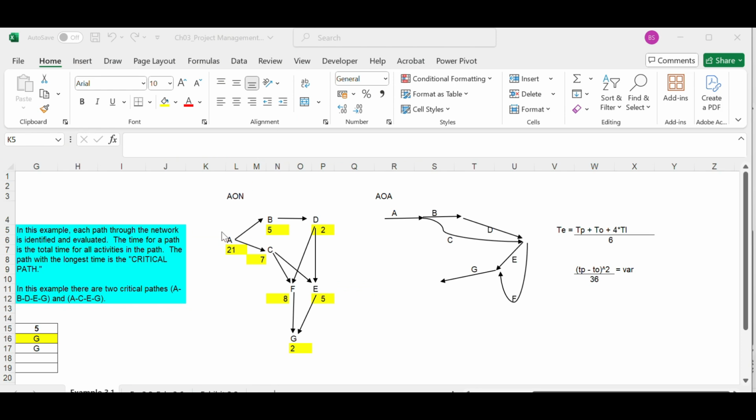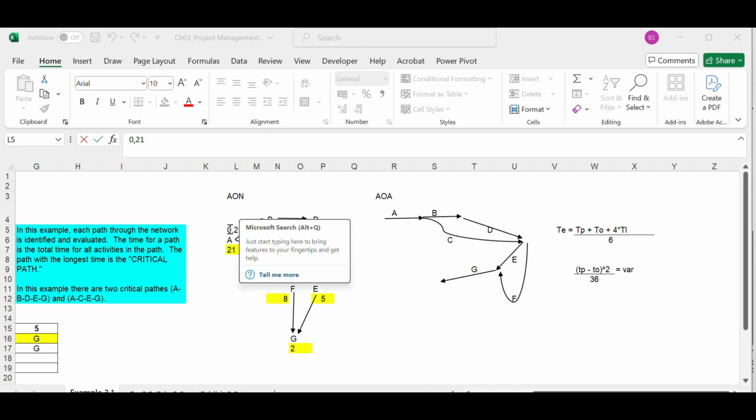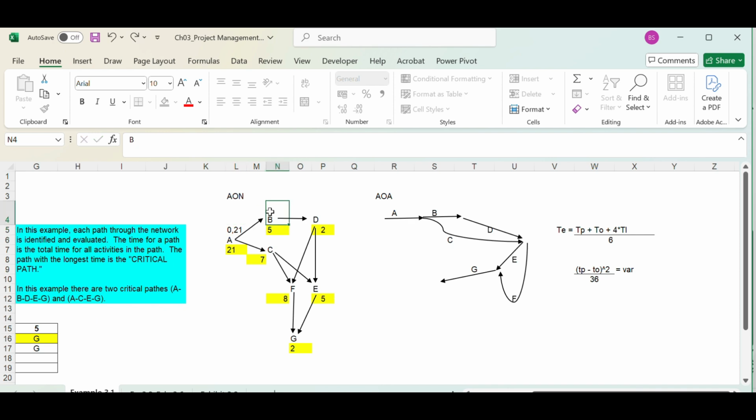7 activities. Suppose activity A starts at 0 minutes and it completes at 21 minutes. Here, this 0 minutes is called early start time and 21 minutes is called early finish time. We will go for a forward pass and we will determine the early start and early finish time for each activity. Here, activity B, which starts after activity A, it can start at the 22nd minute and it takes 5 minutes to complete. That is, you complete at 27th minute.